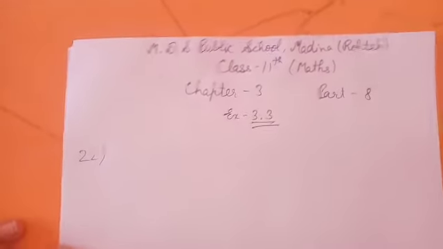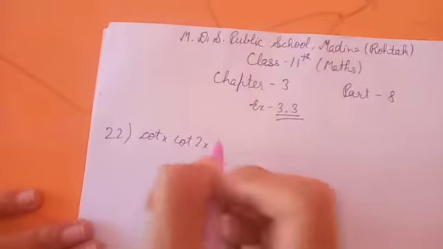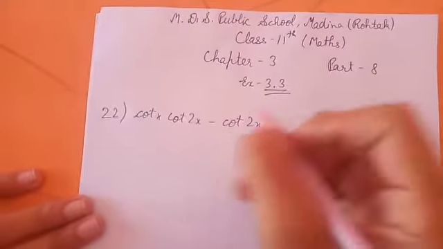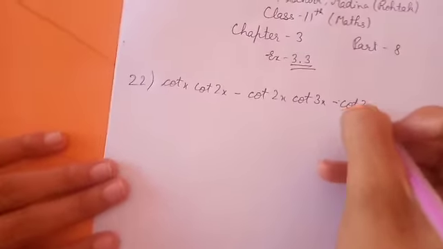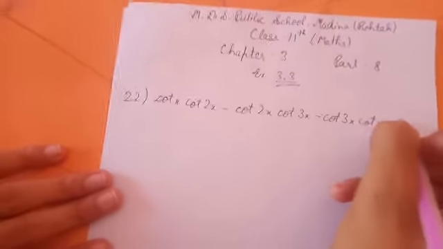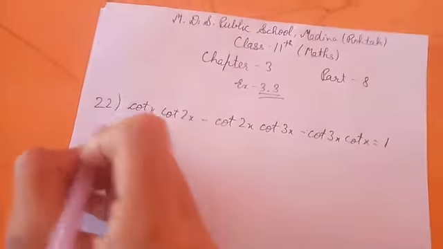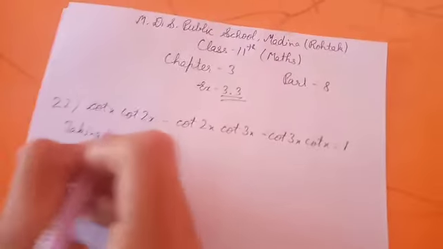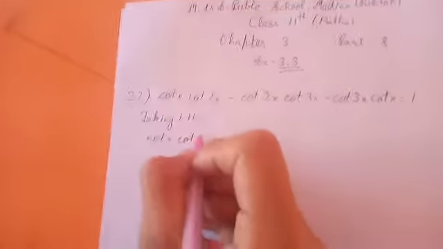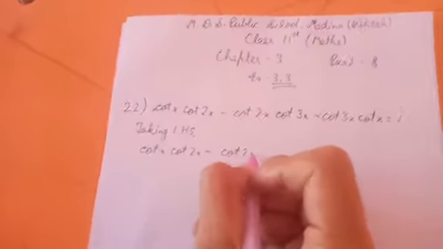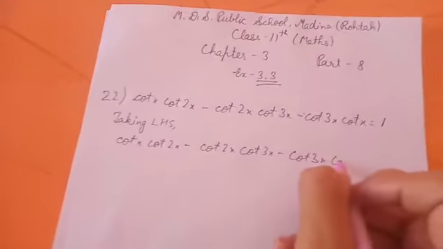Question number 22 is to prove that cot x cot 2x minus cot 2x cot 3x minus cot 3x cot x equals 1. So first of all, taking the left hand side: cot x into cot 2x minus cot 2x into cot 3x minus cot 3x into cot x.